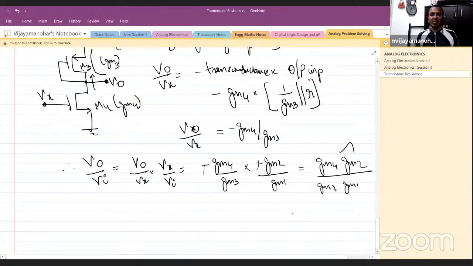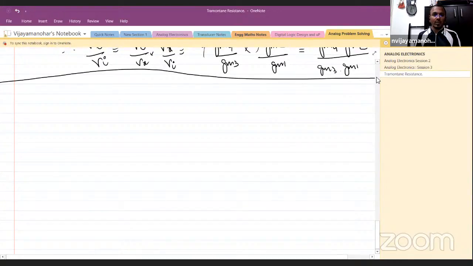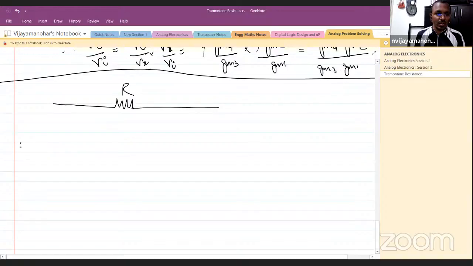Oh, this is another further interesting problem in OPAMP. See, this problem appears to be very tough, but it's one of the easiest problems you can think of. It's a very straightforward problem. This is R. So here you have a resistance of 3K and you have a voltage of 3 volt.